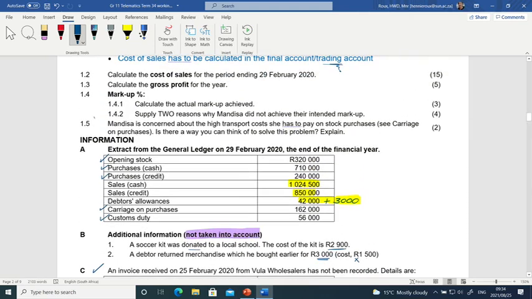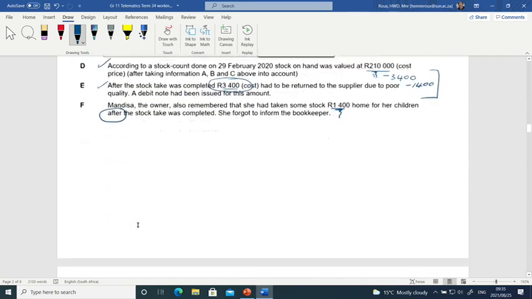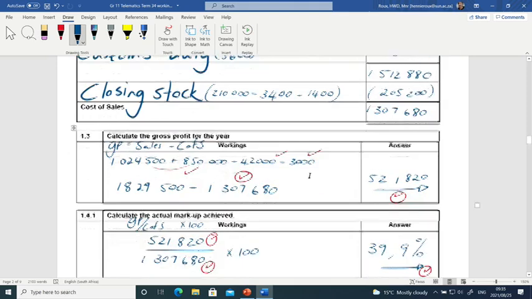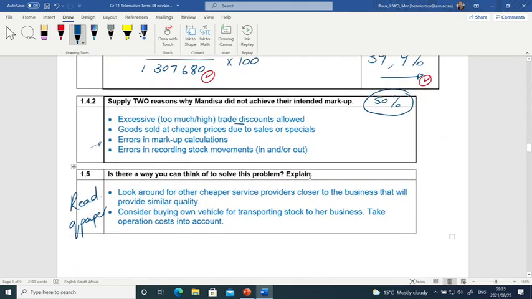Here's question 1.5. Mandisa is concerned about the high transport costs she has to pay on stock purchases. Is there a way you can think of to solve this? So now it makes sense. It's about the carriage on purchases. This 162,000 plus the additional amount of 1,800. So 163,800 that we have to pay on carriage. And now that is her concern.